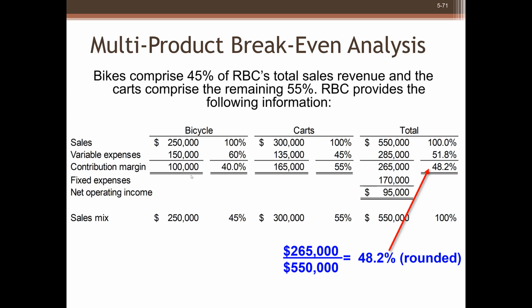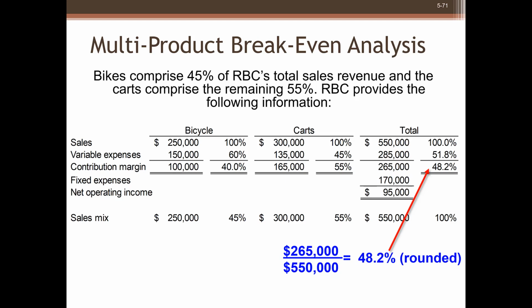Let's first take a look at the sales mix. This is the percentage of sales of each product to the total sales. We have sales of bicycles, $250,000. We use $250,000 divided by total sales, $550,000, and we can get 45%. For cards, we use $300,000 divided by $550,000, and then we can get 55%. So for sales mix, bikes comprise 45% of RBC's total sales revenue, and the cards comprise the remaining 55%.